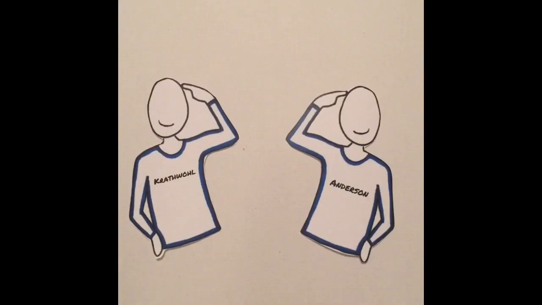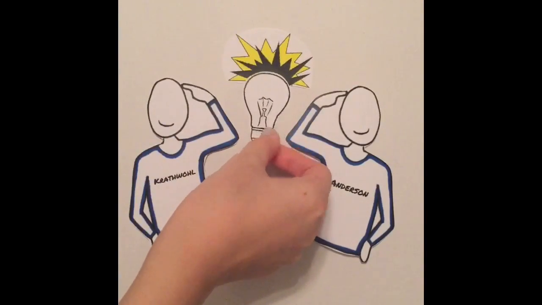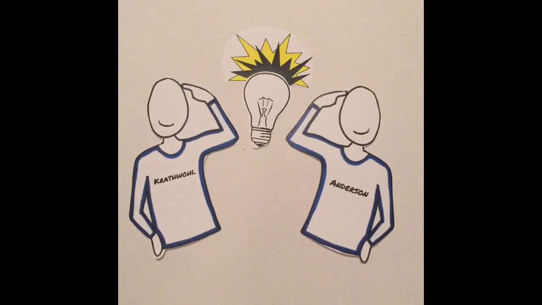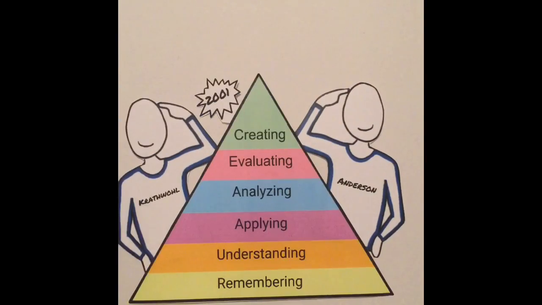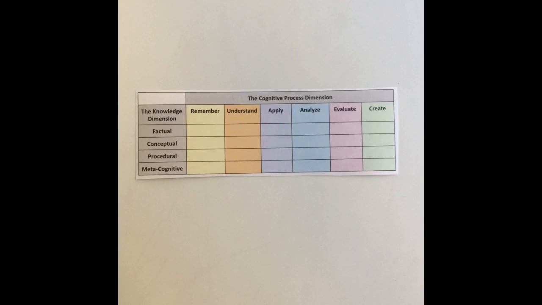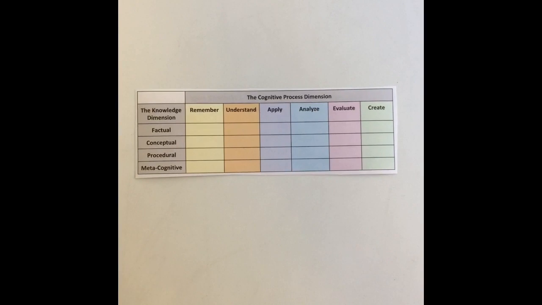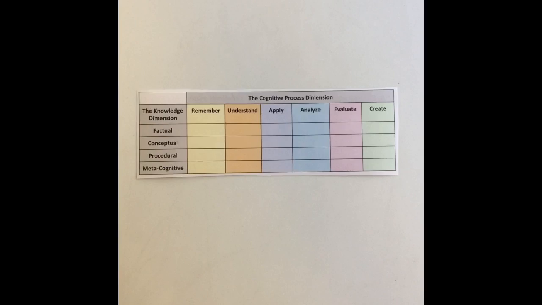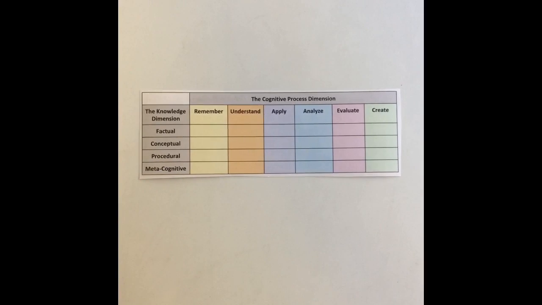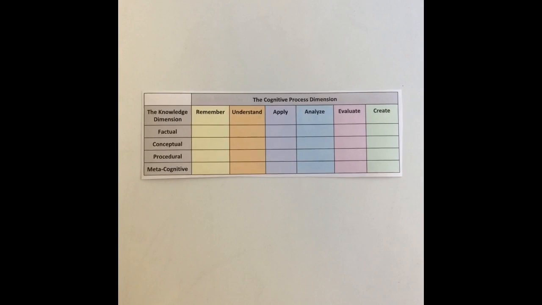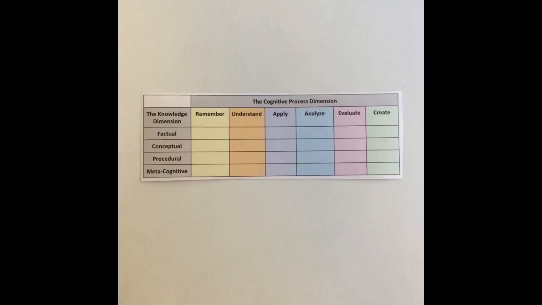In 2001, Lauren Anderson, once a student of Bloom, and David Krathwohl, a partner in the creation of the original taxonomy, published a revision of Bloom's taxonomy. The revision is a two-dimensional framework, knowledge and cognitive processes. The knowledge dimension represents factual, conceptual, procedural, and metacognitive knowledge.